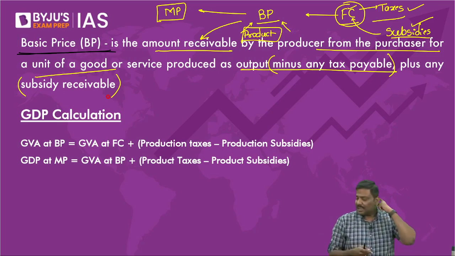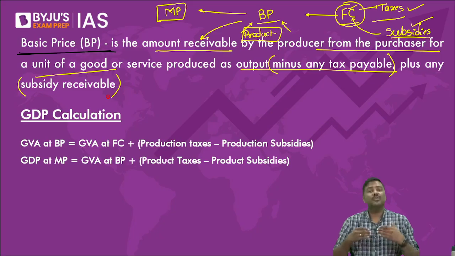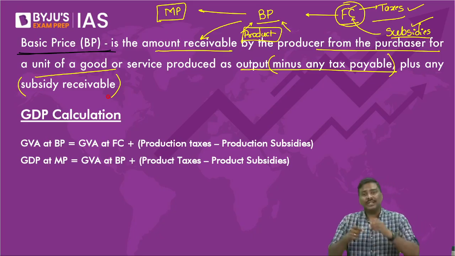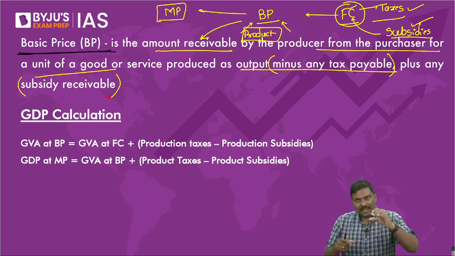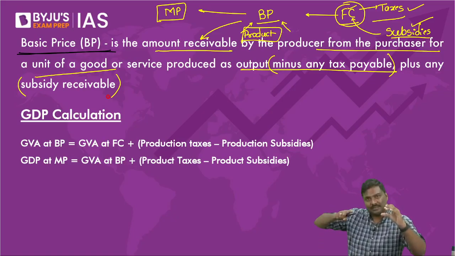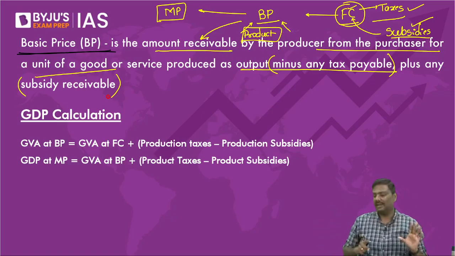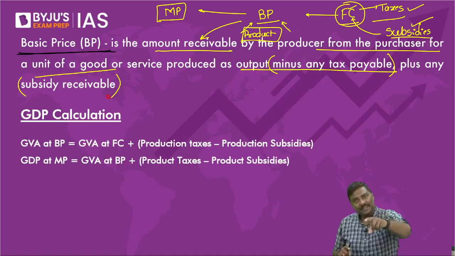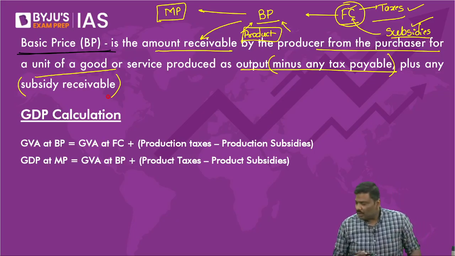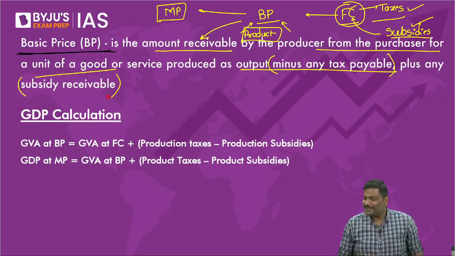Sir, should the basic price and MRP be the same? Of course, no. Basic price is the minimum amount. From this basic price, now we will adjust for the product taxes and product subsidies. That is the MRP that you get in the market. Any difficulty? What is the difference between basic price and the factor cost?